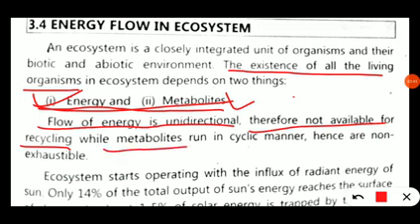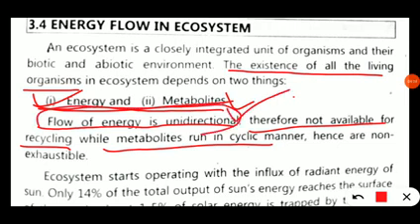While metabolism runs in a cyclic manner, the metabolic reactions, that is the Calvin cycle, C3 cycle, C4 cycle, and citric acid cycle, all these cycles are present in the body. These run in a cyclic manner, hence they are not exhaustible. Okay, flow of energy is unidirectional.